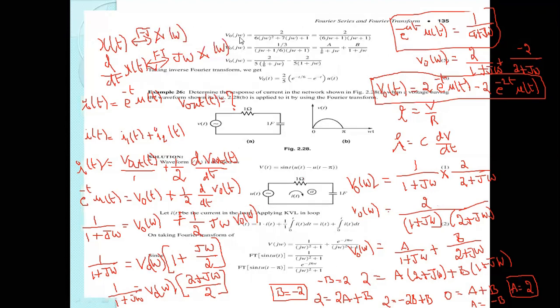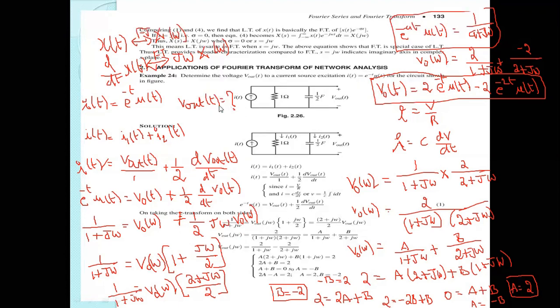The next example is another one. It is on page 135; page 134 is missed, my dear students. So for the network given, V naught of t is equal to 2 into e power minus t mu of t minus 2 into e power minus 2t mu of t.